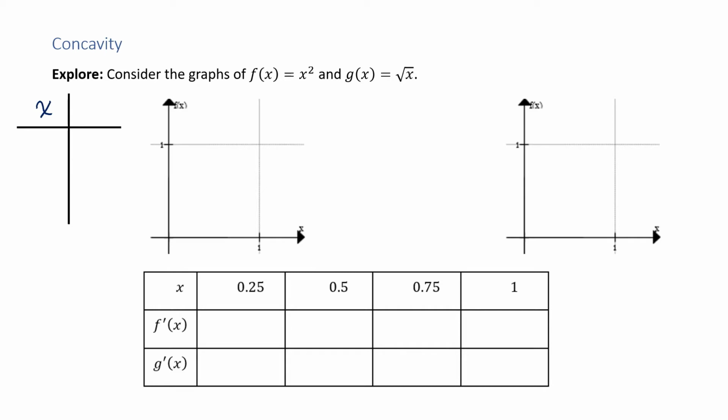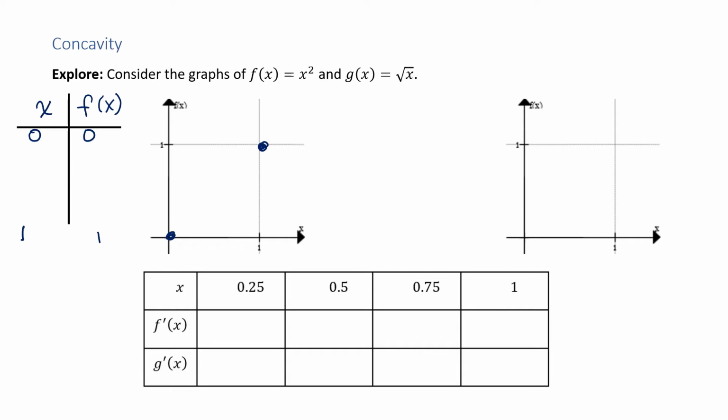Make a t-chart. We'll label it x, f of x. And let's go to the origin. So 0 squared is 0, which is the origin. And if I determine at x equals 1, 1 squared is 1. So we got 2 points for that graph.